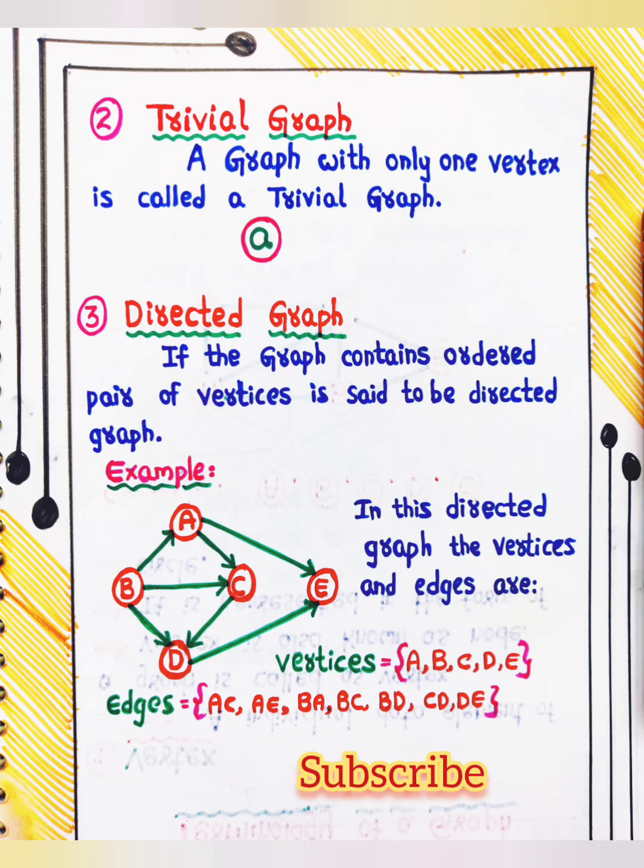Second one, trivial graph. A graph with only one vertex is called a trivial graph. We can see the vertex A. There is only the one vertex.